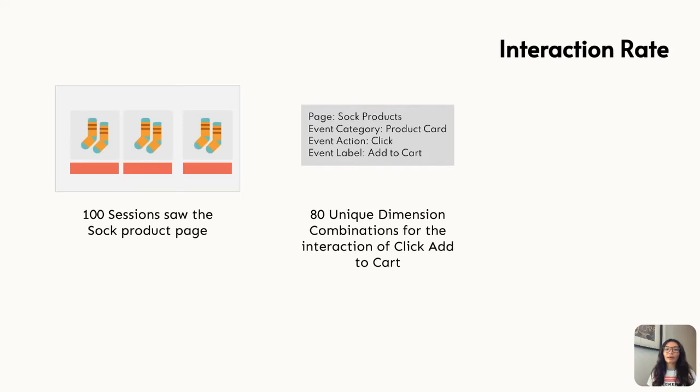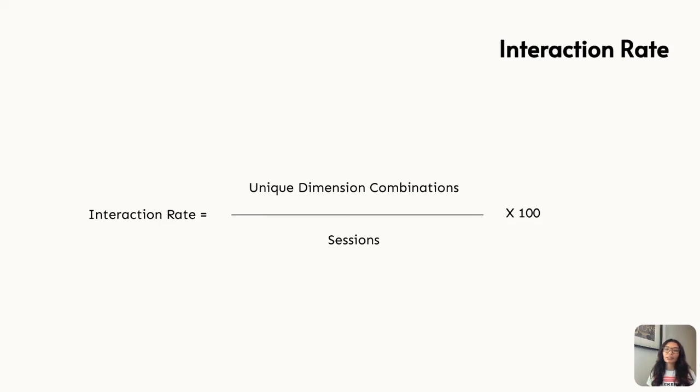Next, we will find out how many unique dimension combinations there are for event category, action, label for the event that fires for add to cart on the stock product page. In this case, there are 80 unique dimension combinations for the interaction of click add to cart. Now we can divide unique dimension combinations by sessions and times by 100 to calculate interaction rate.